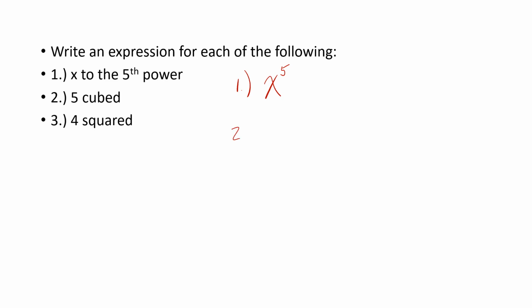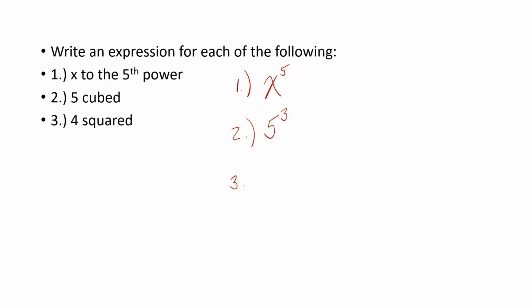Now, the second and third ones get into some very specific vocabulary. So 5 cubed. Cubed is a shorthand way of saying raising something to the third power. Now, you don't have to say cubed. You could say 5 to the third power or 5 to the power of 3. You could say 5 with an exponent of 3. All of those things would technically be correct, but we tend to shorthand that to 5 cubed.